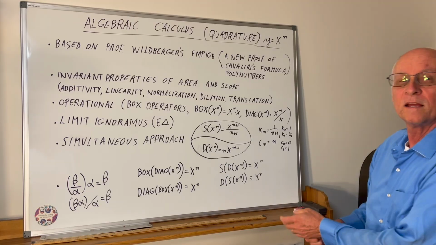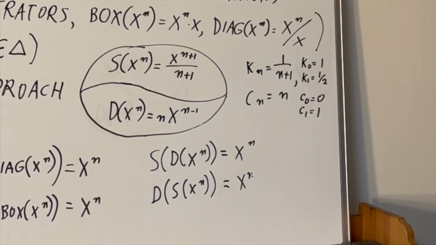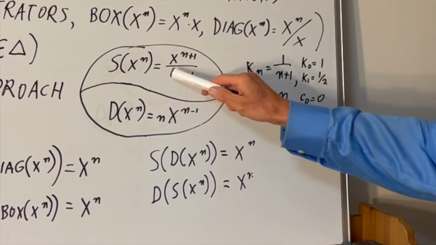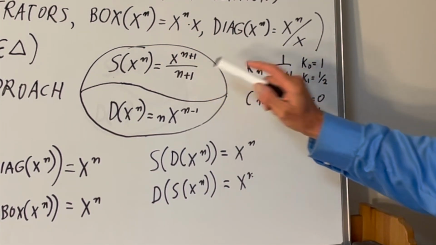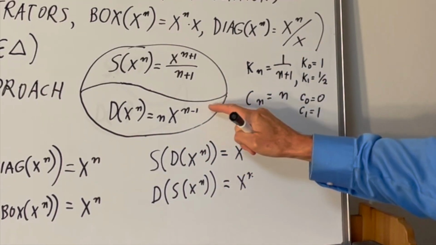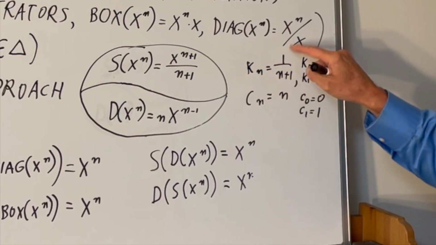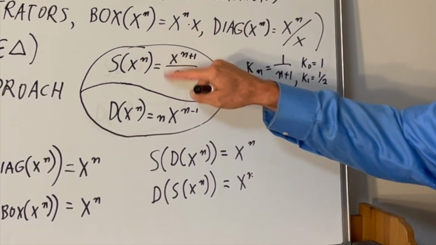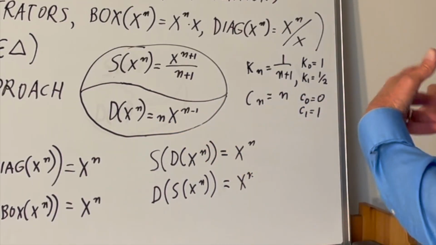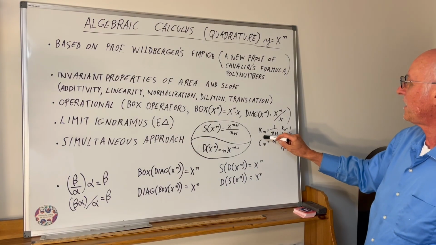So you see this progression, how we're starting with simple multiplication, division, and now we introduce these box operators. And the next thing, we go to the integral and the derivative. The integral is x to the n plus 1 over n plus 1. And the derivative is n times x to the n minus 1. The challenge becomes proving these factors. K sub n is 1 over n plus 1. That's this factor over here, 1 over n plus 1. And C sub n, that's the slope factor, is n.